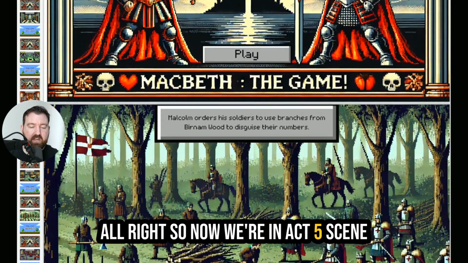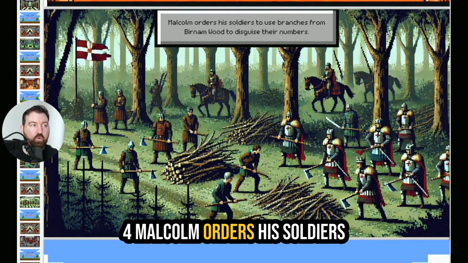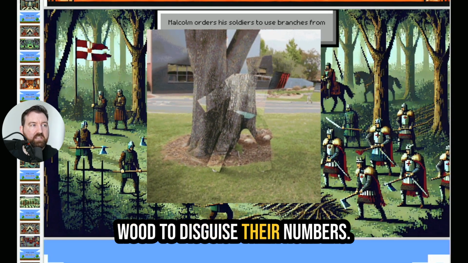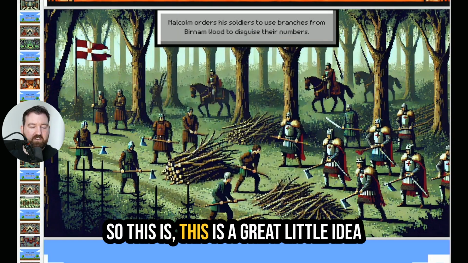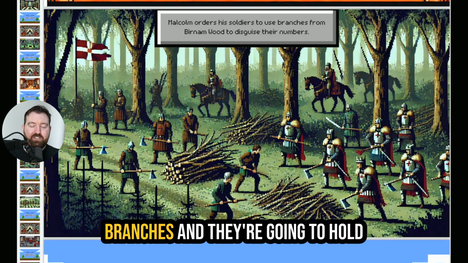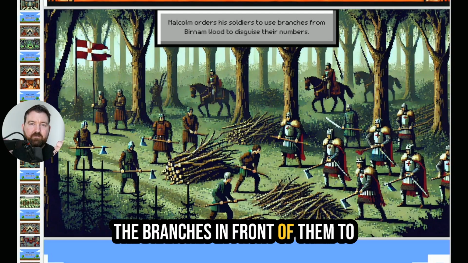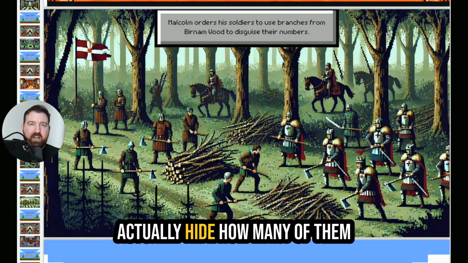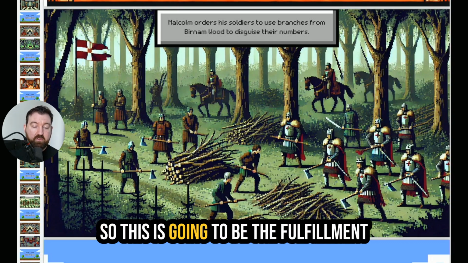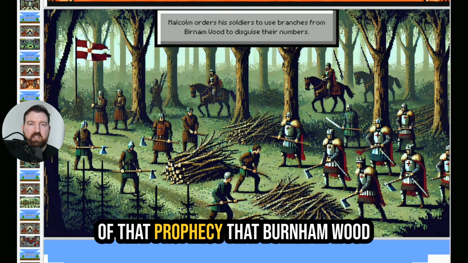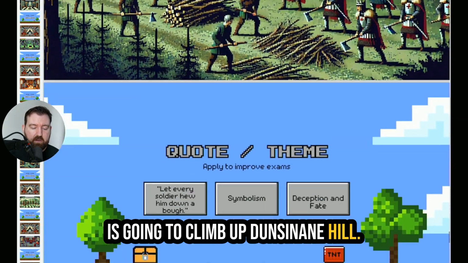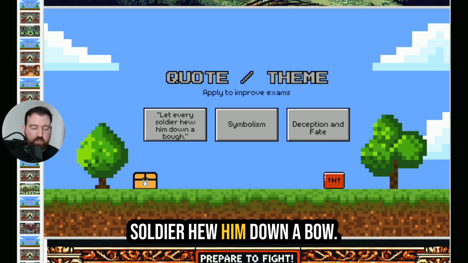Alright, so now we're in Act 5, Scene 4. Malcolm orders his soldiers to use branches from Birnam Wood to disguise their numbers. So this is a great little idea of them chopping down all the branches, and they're going to hold the branches in front of them to actually hide how many of them are going up to Dunsinane Hill. So this is going to be the fulfillment of that prophecy that Birnam Wood is going to climb up Dunsinane Hill. Malcolm says, "Let every soldier hew him down a bough."